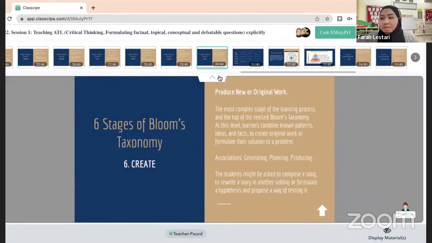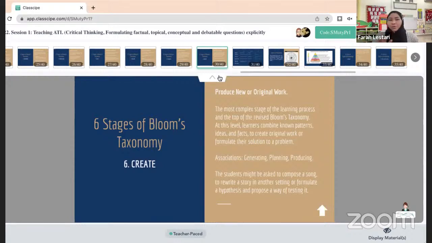And then the last one is creating, which I found to be the most complex stage of the learning process. That's why they put it on the very top. So at this level, the students combine patterns, ideas, facts to create original work or to formulate their solution to a problem. Not every time I could achieve the level of creation. With my experience, you have to be very creative to be able to achieve this. That's why I find that this is pretty challenging.